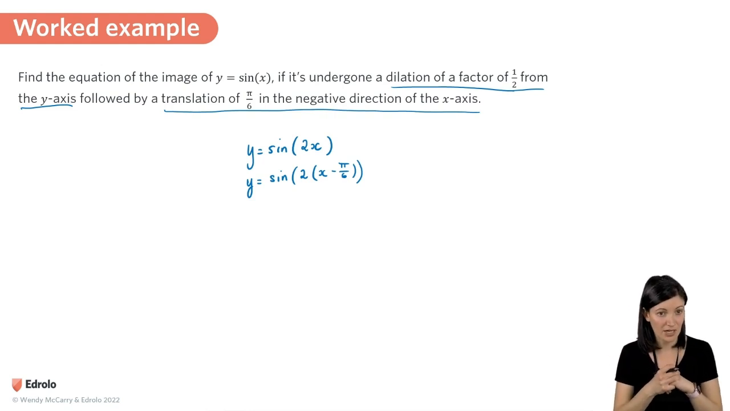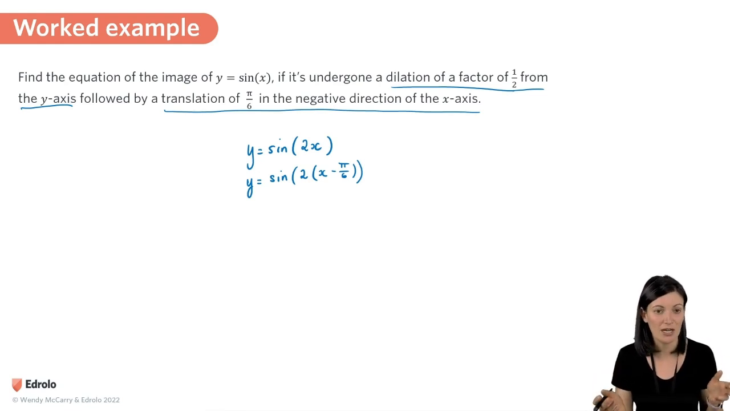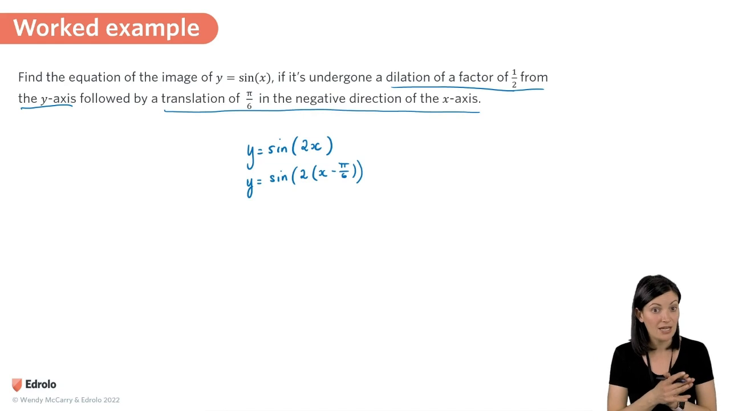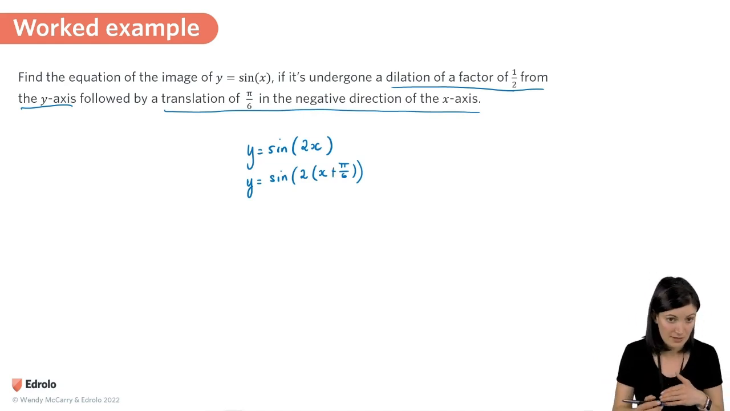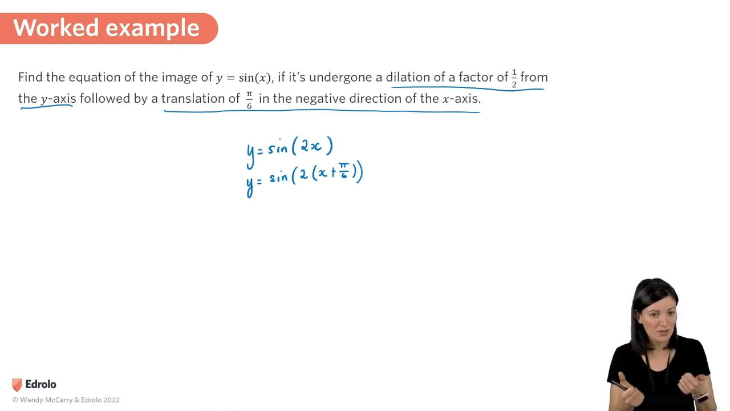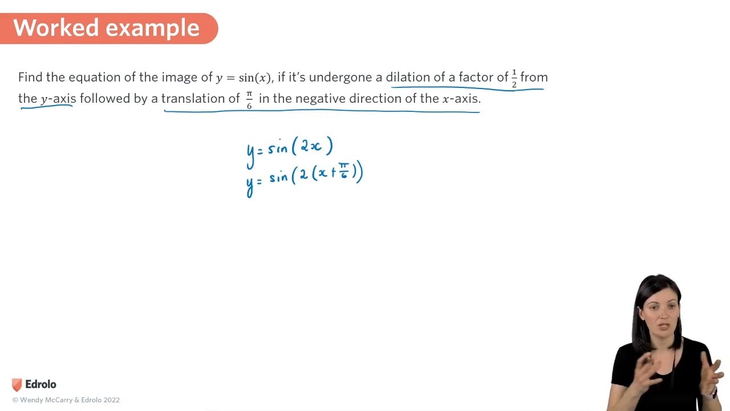There's actually something that I did wrong, which is a common mistake, and maybe some of you have spotted it. Because I'm going in the negative direction of the x-axis, that should actually be plus pi on 6. So well done if you caught that mistake. You can see it's very, very easy to do. So there's my full equation of the image once it's undergone those two transformations.